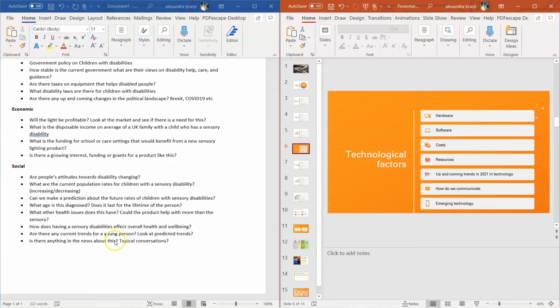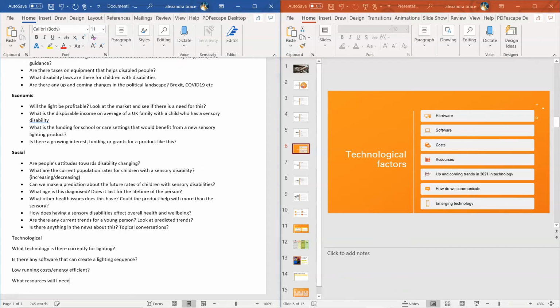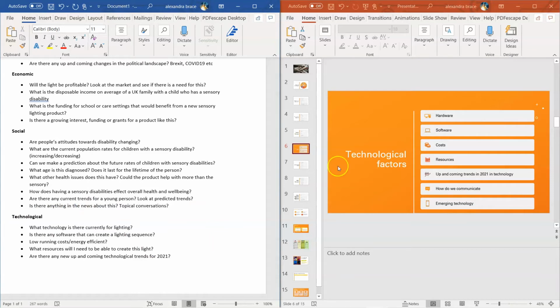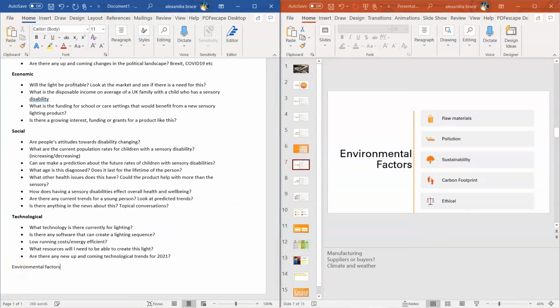So I've thought then of my social factors. I'm now moving on to technological factors. So is there anything in technology currently going on for lighting? Is there any software that can help me create a lighting sequence? What about low running costs? Is it energy efficient? What resources will I need to create the light? Any up and coming or new technological trends for 2021?